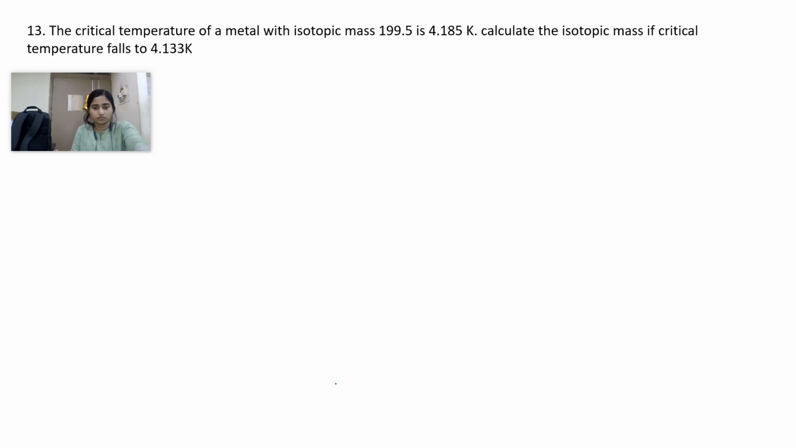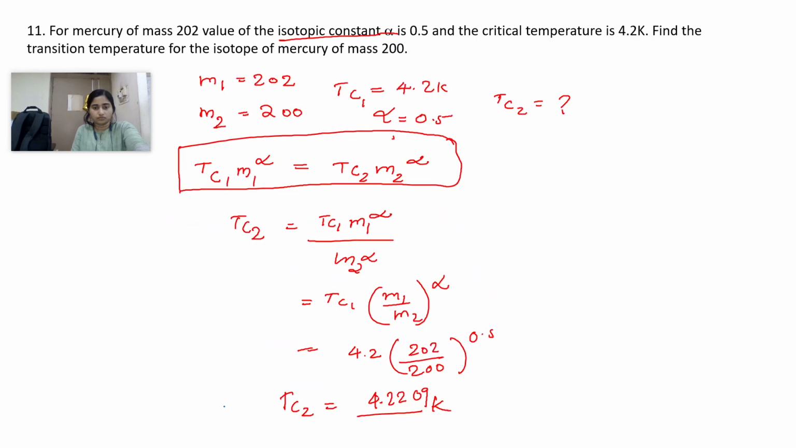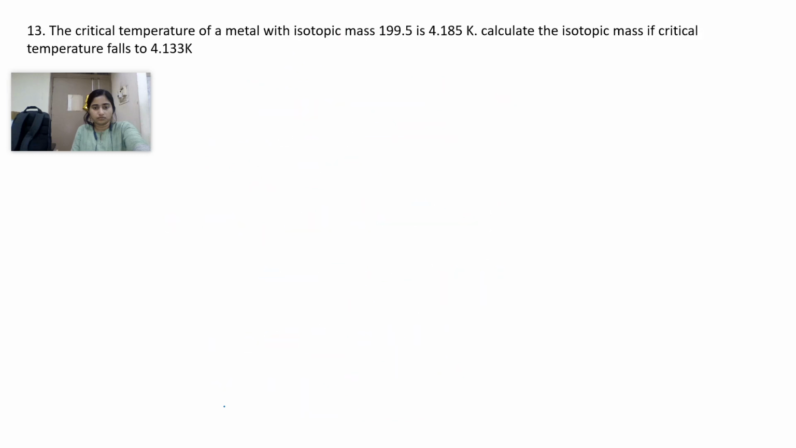So now we will go to the 13th problem of today's session. This problem is about the critical temperature of a metal with isotopic mass. So here the problem is related to the isotopic mass. We have to solve these problems using only this formula. So if you see isotopic mass and constants, then just remember this formula.